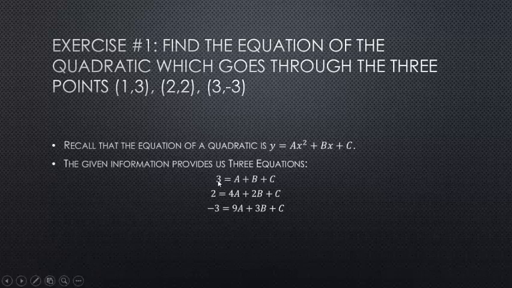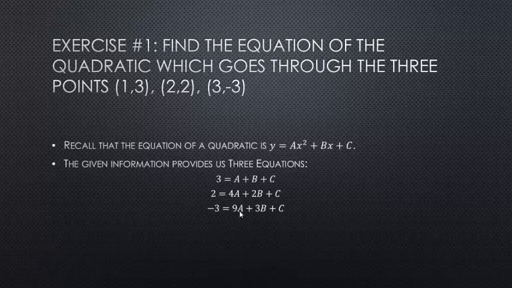So for a y value of 3, I have plugged in x is equal to 1: 3 is equal to a plus b plus c, the sum of those three constants. Then for the second ordered pair, the y value is 2, x squared would be 4, and bx would be 2b, so 2 is equal to 4a plus 2b plus c. And the third one, negative 3 is equal to 9a plus 3b plus c. Take a minute and make sure it's clear where I got those from.